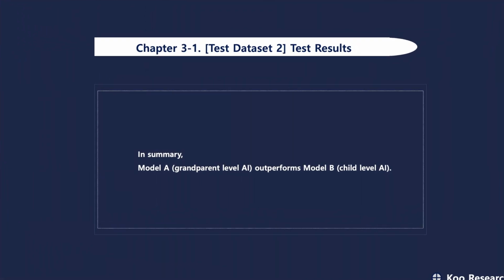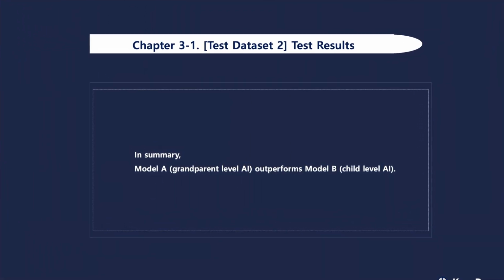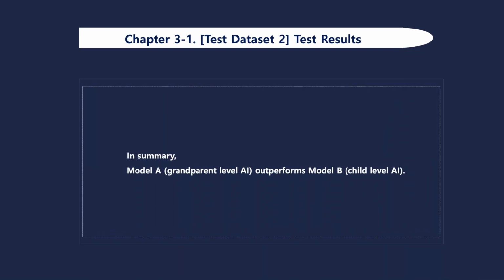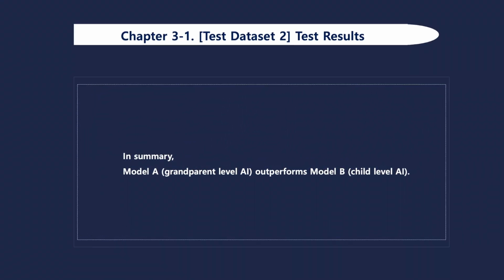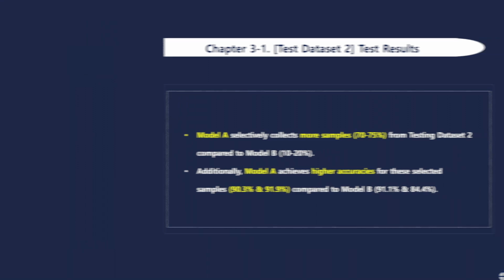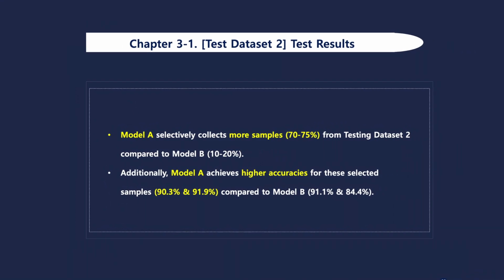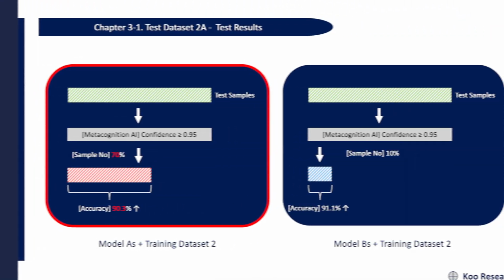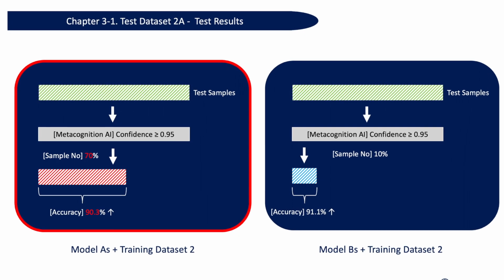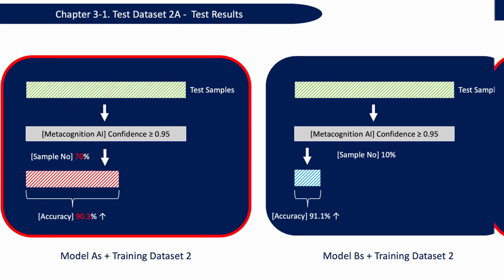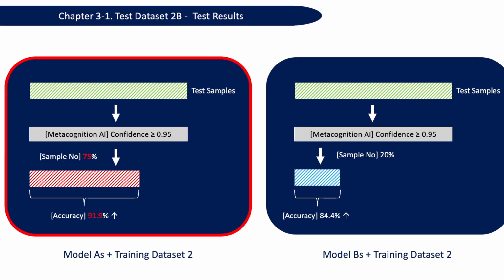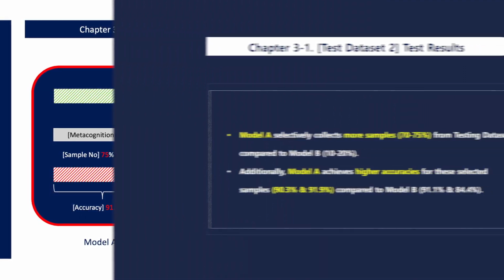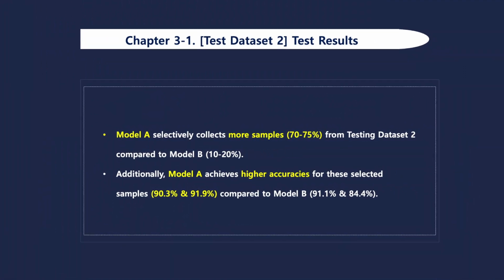Chapter 3:1. Test Dataset 2, Test Results. In summary, Model A, Grandparent Level AI, outperforms Model B, Child Level AI. Model A selectively collects more samples, 70 to 75%, from testing dataset 2 compared to Model B, 10 to 20%. Additionally, Model A achieves higher accuracies for these selected samples, 90.3% and 91.9%, compared to Model B, 91.1% and 84.4%.